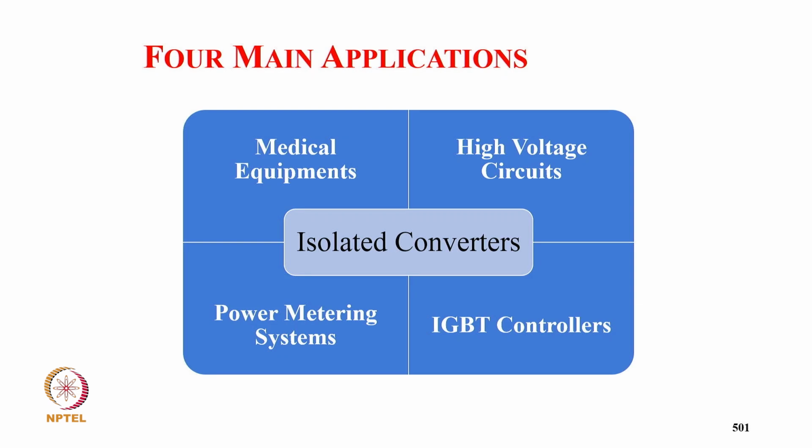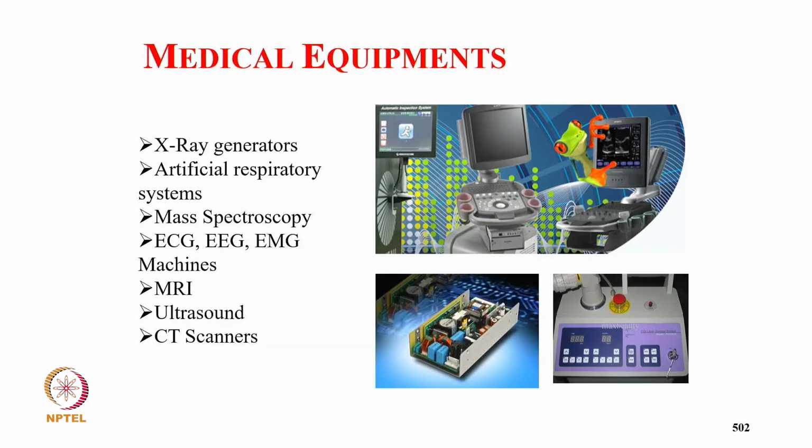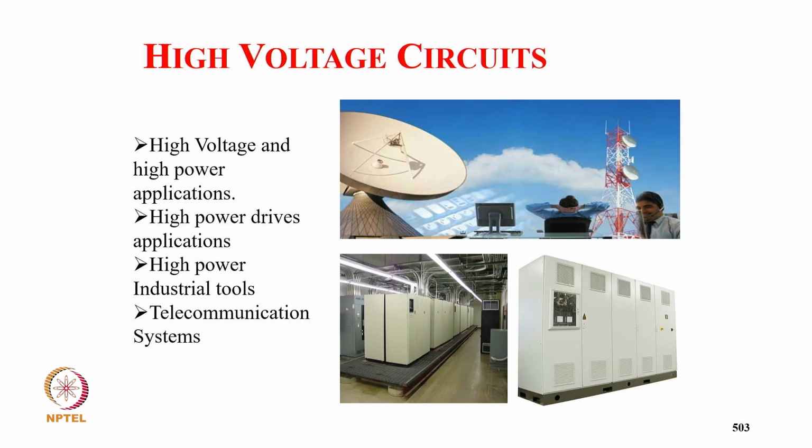So now here four main applications are for isolated converter, like medical equipment, high voltage circuits, power metering circuit, and IGBT controller. And here it is typically medical equipment like X-ray generator, artificial respiratory system, mass spectroscopy, ECG, EMG machines, MRI machines, ultrasound machine, and CT scanner. Typically for high voltage circuits in high voltage and high power applications, high power drive applications, high power industrial drive, and telecommunication system.